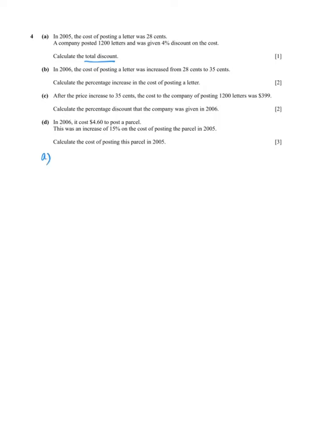So the cost of posting a letter was 28 cents. A company posted 1200. So first we need to find the total cost, that means 28 times 1200. And the company was given a 4% discount, and whatever the answer is, you need to find its 4% discount, right? So now it's very easy to simplify it. It will be 12 fours are 48 times 28, which is equal to 1344. Now what is the unit we have? It says 28 cents. That means the price we are getting is in cents. So the first part answer is 1344.